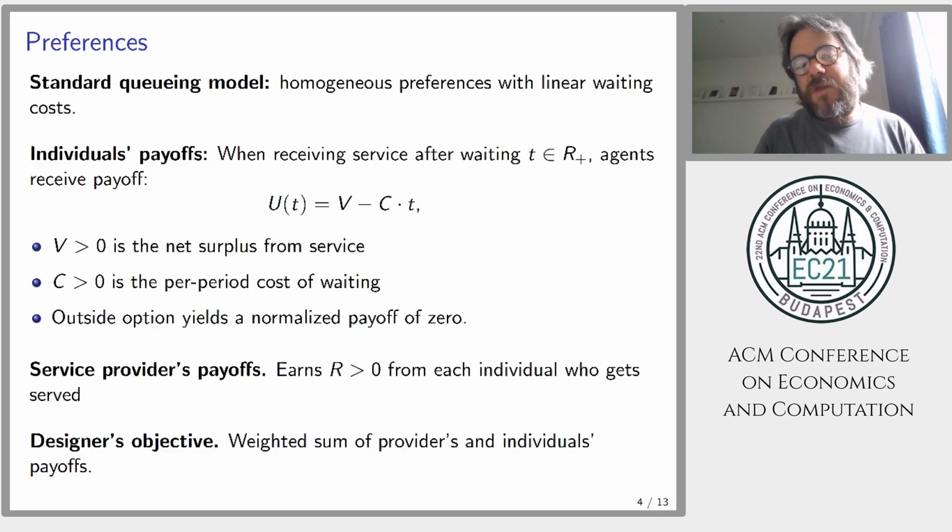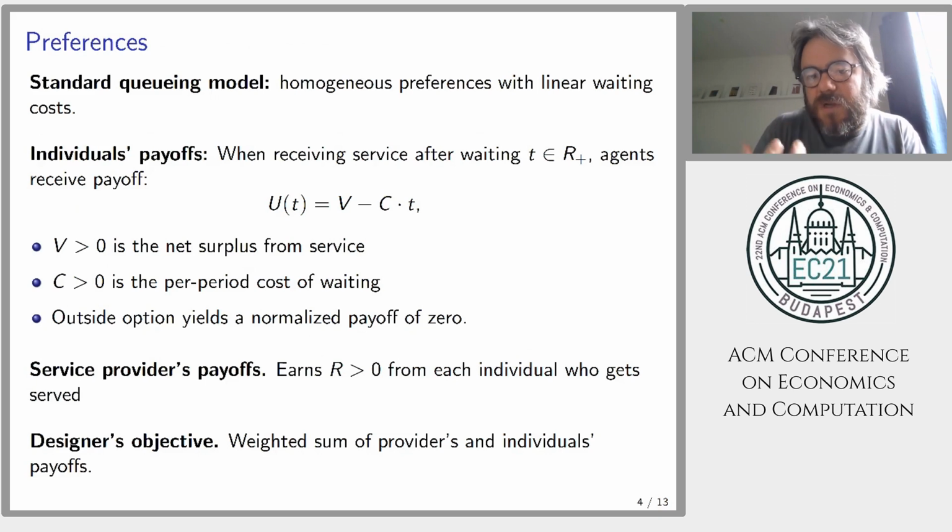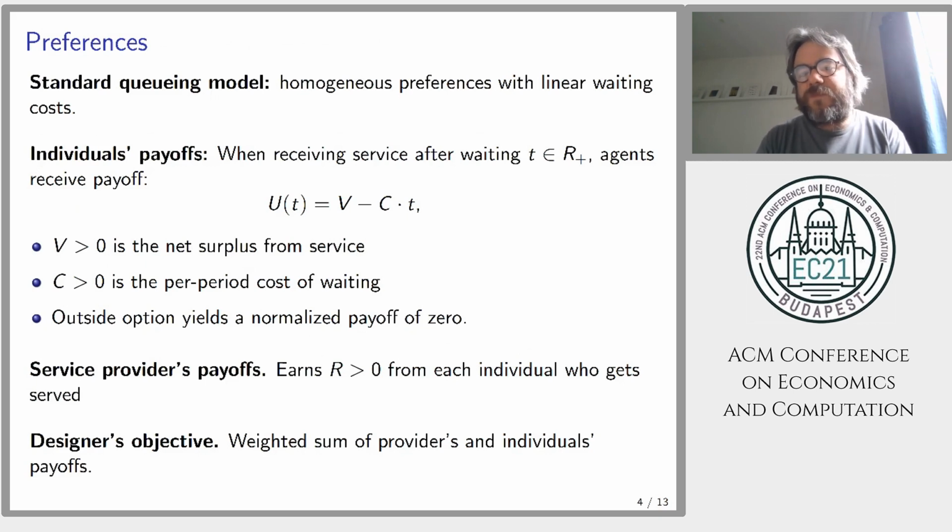And so in terms of payoffs, the individuals will get some utility if they join the queue and get served. So let's say they join the queue, get served after a period of time of t. Then their utility is going to be V, the surplus from service, minus the waiting cost, which is a linear waiting cost. So it's going to be C times t, where C is the per period cost of waiting.